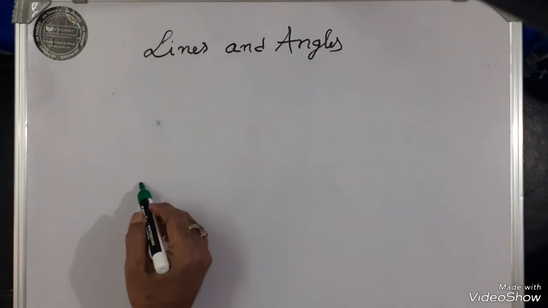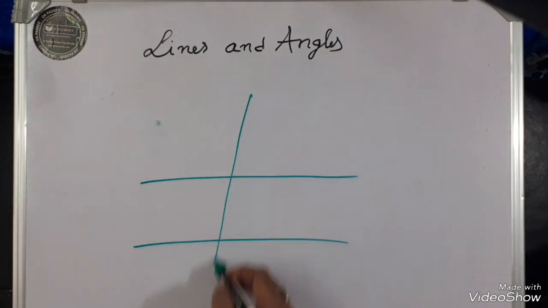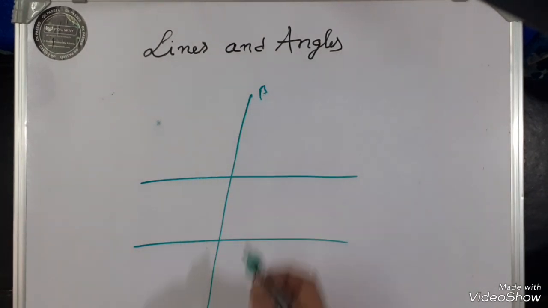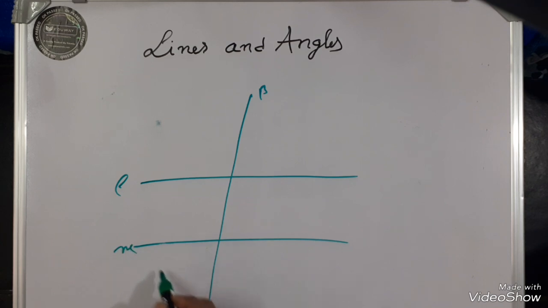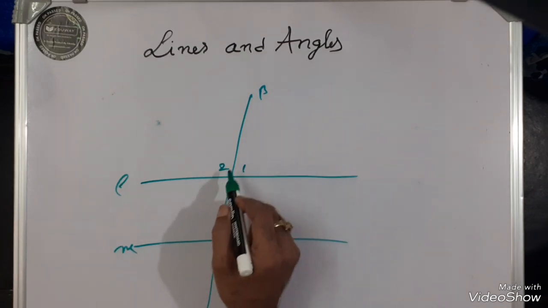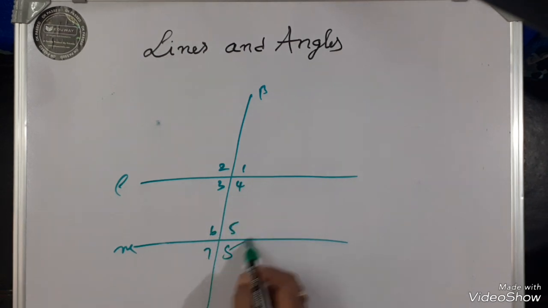So when two lines are there, and P is a transversal, then it forms 8 different angles. 1, 2, 3, 4, 5, 6, 7, 8. 8 different angles are formed here.